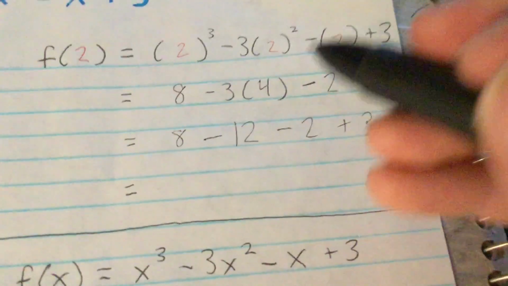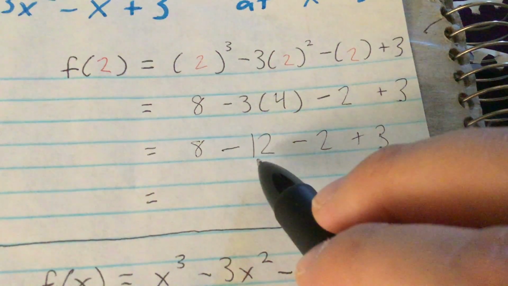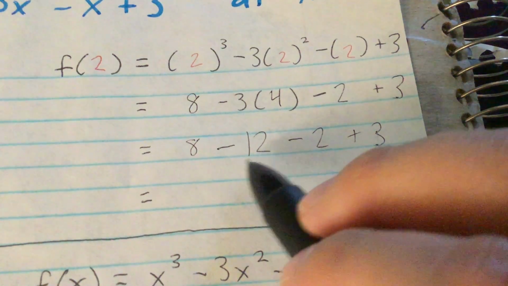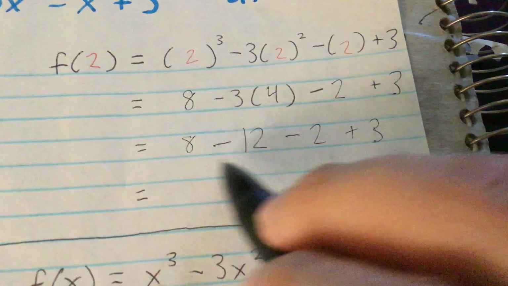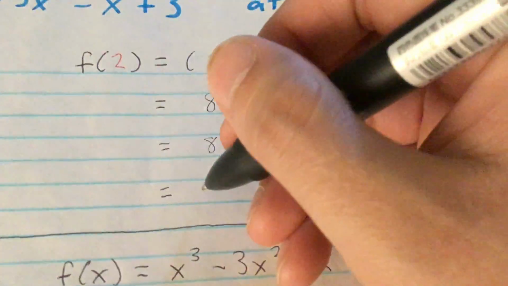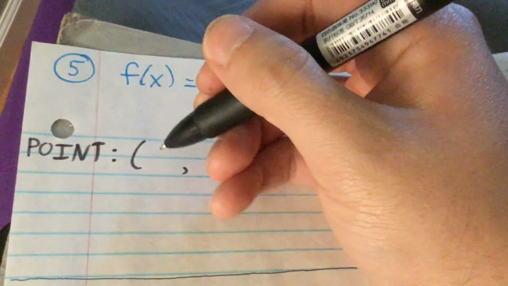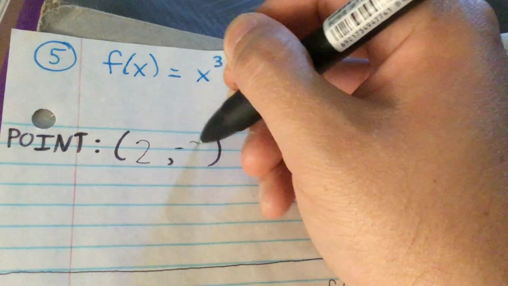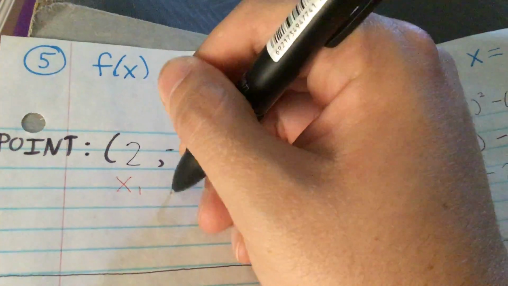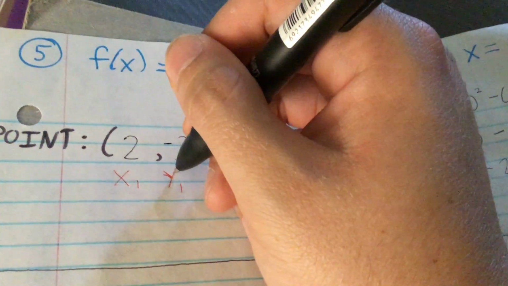So let's take this in pieces. 8 minus 12 is negative 4. Negative 4 minus 2 is negative 6. And then negative 6 plus 3 is negative 3. So therefore, the point at x equals 2 is y equals negative 3. So that's going to be my x1, y1. So far, so good. I'm happy. I like small numbers, certainly better than negative 51.